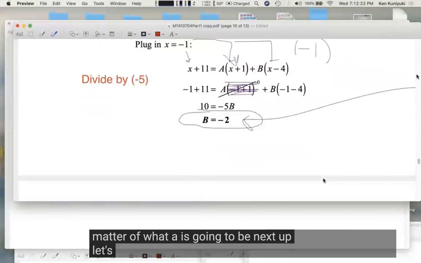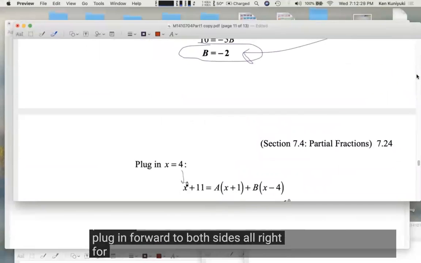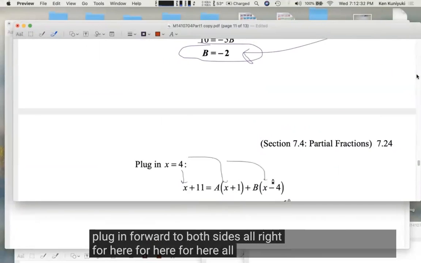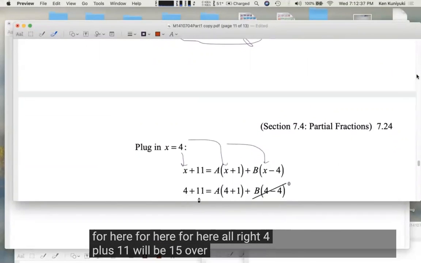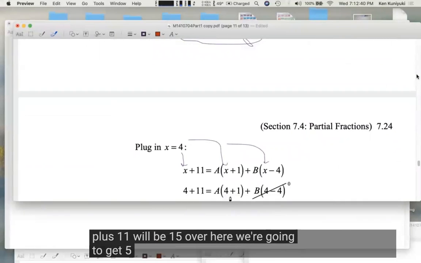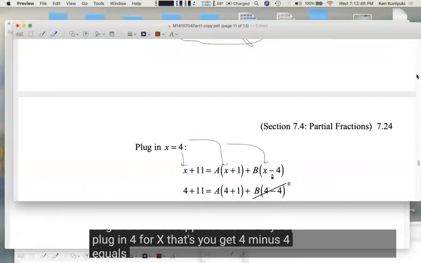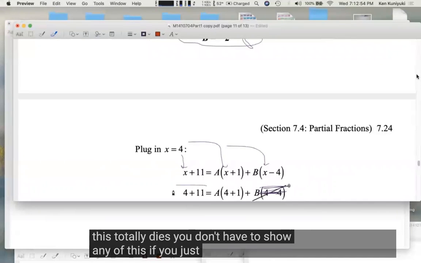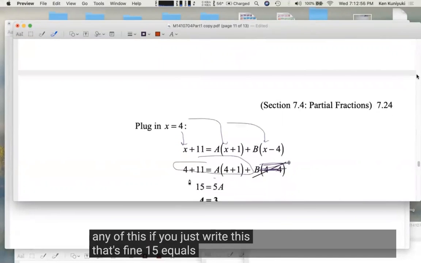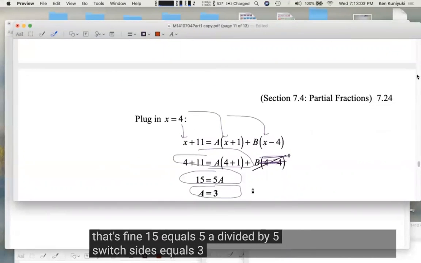Next up, let's plug in x equals 4. It's a similar process. Plug in 4 into both sides. 4 here, 4 here, 4 here. 4 plus 11 will be 15. Over here, we're going to get 5a. What happens over here? You plug in 4 for x. You get 4 minus 4 equals 0. b times 0 is 0. This totally dies. You don't have to show any of this. If you just write this, that's fine. 15 equals 5a. Divide by 5. Switch sides. a equals 3.